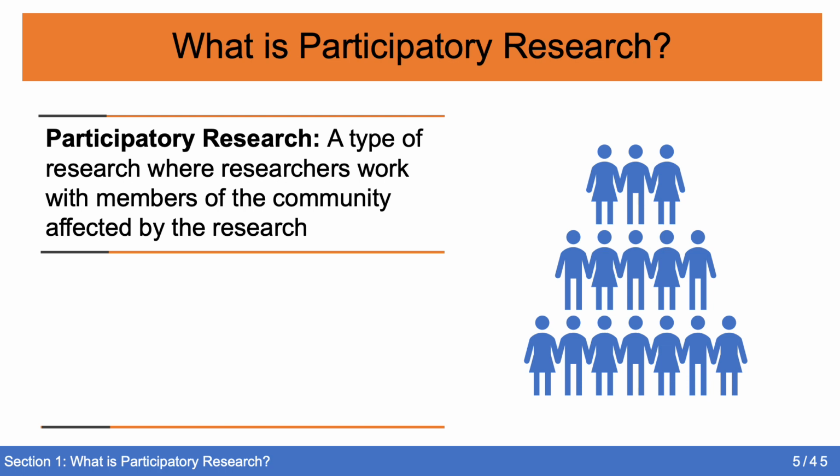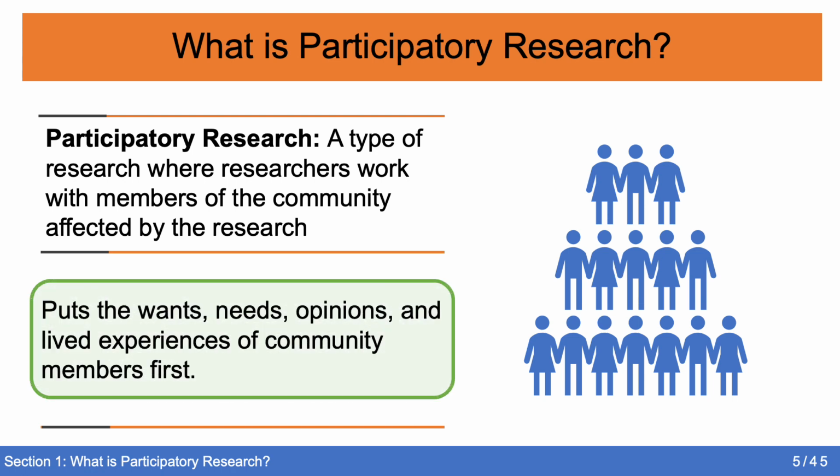Participatory research is when researchers work with members of the community affected by the research. The community participates in creating research. An example of this would be if a researcher works with autistic people to create a research study about autism. Participatory research puts the wants and needs of the community members first. It values the opinions and experiences of the community.